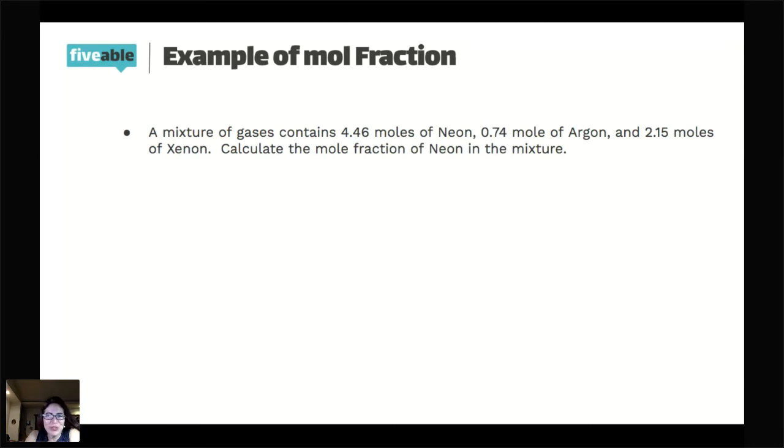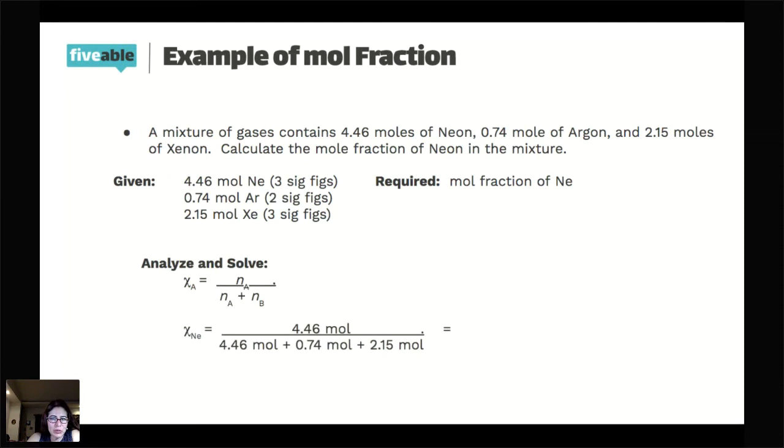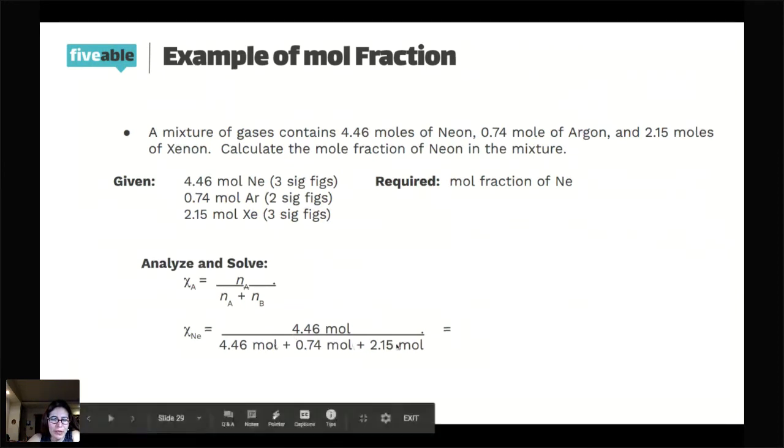Okay, what you do first is organize your data. So you organize your data and you list the given and the required. And it will be a nice idea to start thinking about the significant figures. Okay, then you place your formula and then you substitute. And let's think here about the significant figures. We have 3 significant figures on the top, and on the bottom, 2 and 3.